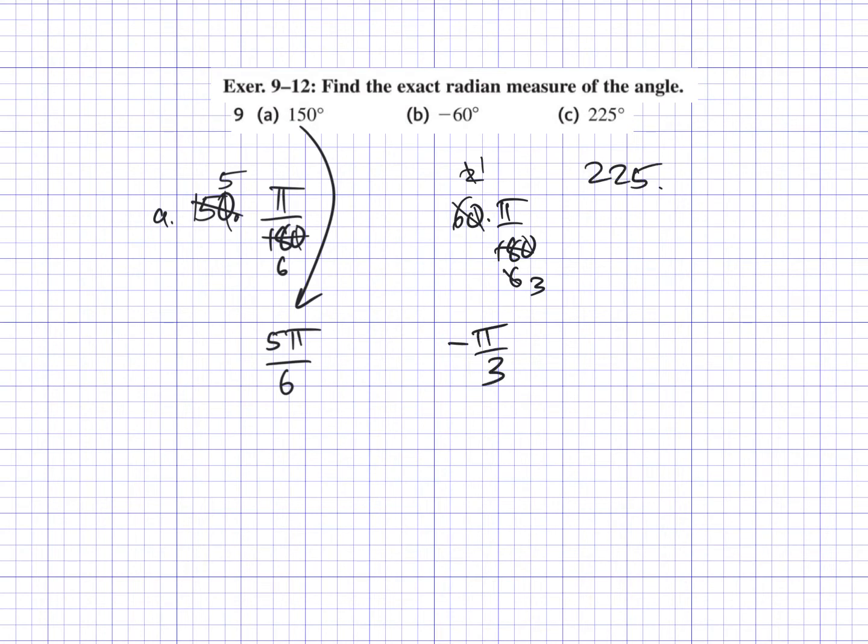225, again, times pi over 180. Divide both of those by 5, and you get 45, and 5 into 180 is 36. Then those are both divisible by 9. So that's 5 and 4. So that's 5 pi over 4.